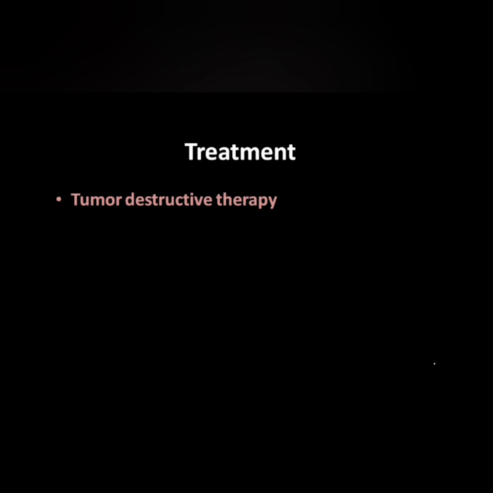How do we treat retinoblastoma? Basically, when the tumor is diagnosed at an early stage, say in stage 1, or when the tumor is involving less than half of the retina and the optic nerve is not involved, then you can go for tumor destructive therapy. In this tumor destructive therapy, the present recommendation is to go for SALT. So what is SALT? It is called sequential aggressive local therapy.